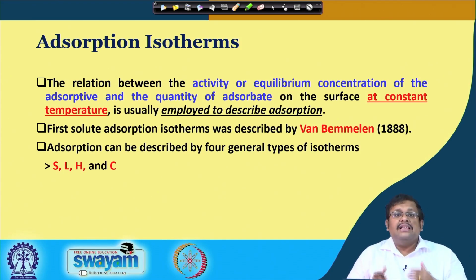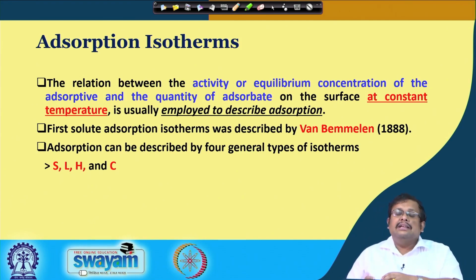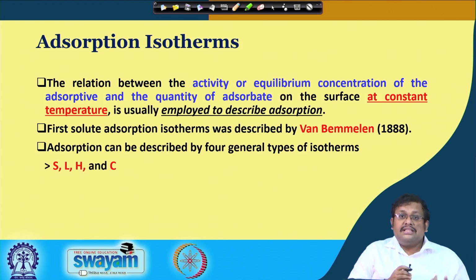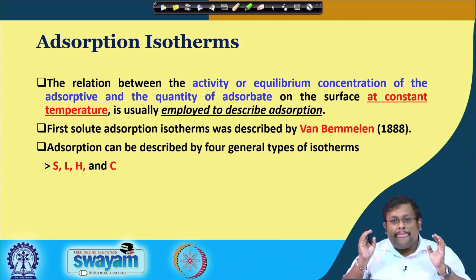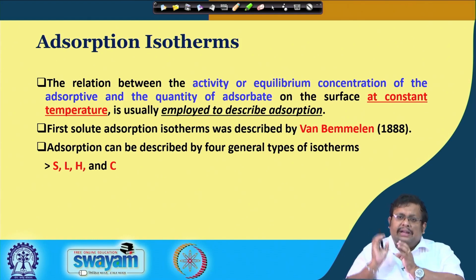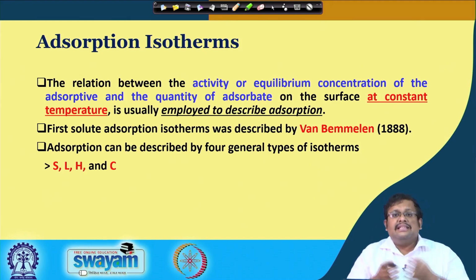That is why it is known as isotherms, and we basically see the relation between the activity or equilibrium concentration of the adsorptive, in other words, the concentration of a particular ion in the solution and their quantity in the adsorbate on the surface. So, basically the partition or the concentration of a particular metal ion in the soil solution as well as on the clay surface is denoted by adsorption isotherms at a constant temperature. We use these adsorption isotherms to describe the adsorption process.